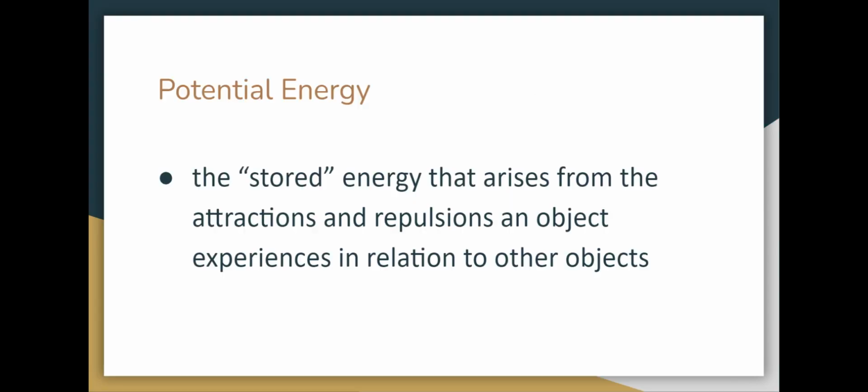And now potential energy is the stored energy that arises from the attractions and repulsions an object experiences in relation to other objects. So potential energy is stored in different chemical bonds and just like bonds everywhere. But there's potential energy everywhere in life, as well as kinetic energy, but it's important to know the difference between the two.